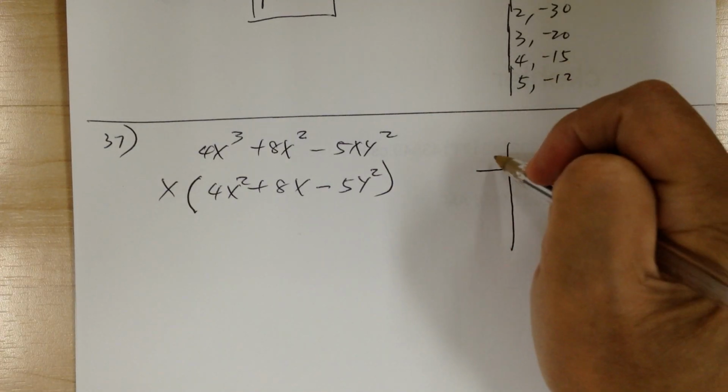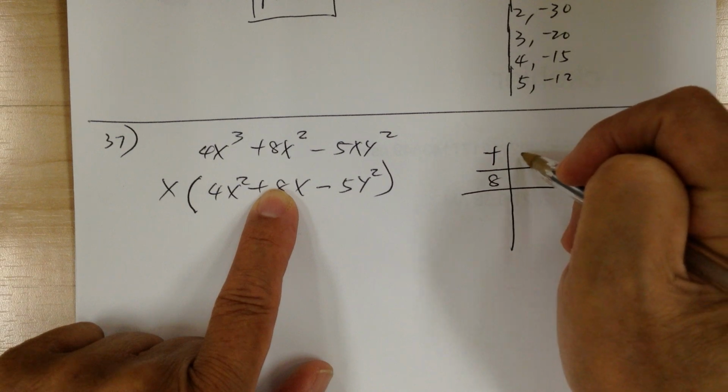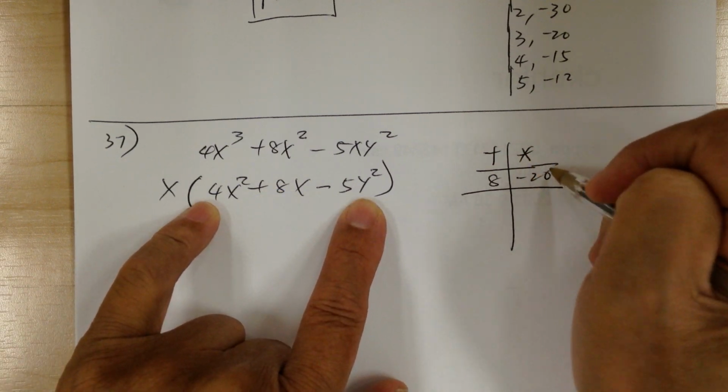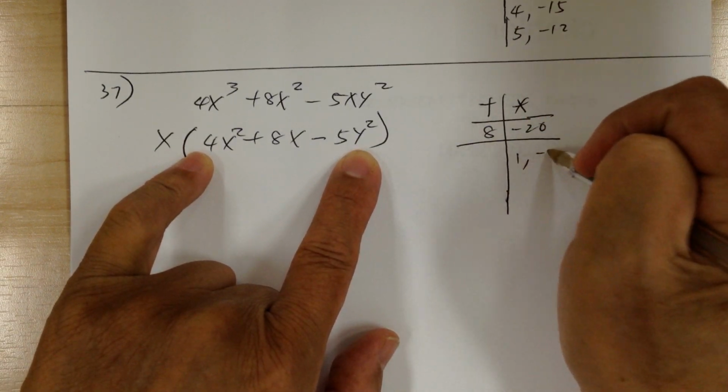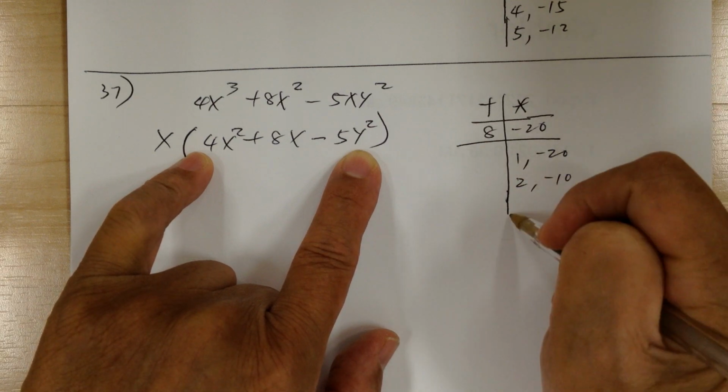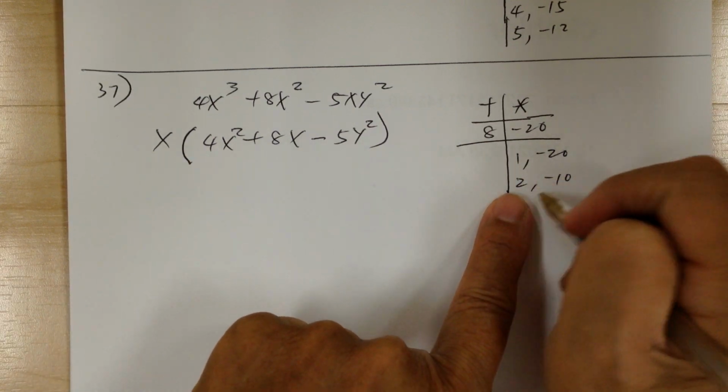You have to add to get 8. You have to multiply to get negative 20. So you can start with 1 comma negative 20, 2 comma negative 10. By the time we get here, you know that you're going to get negative 8.